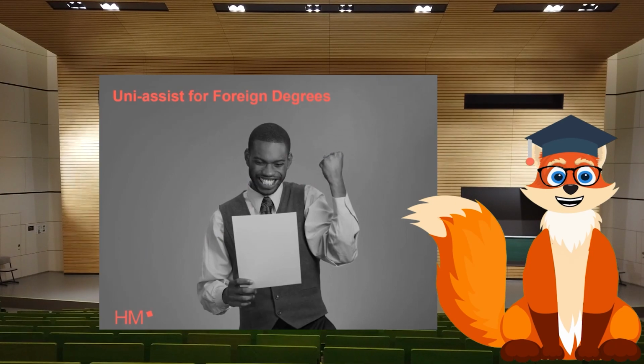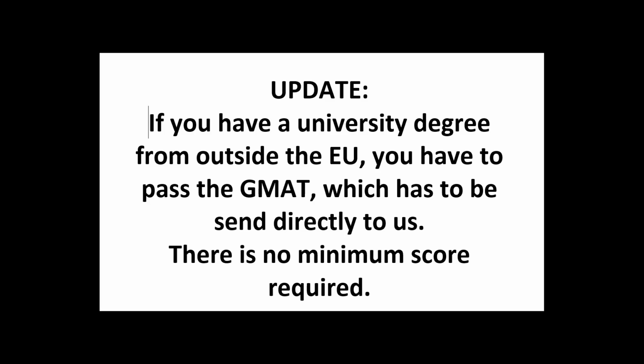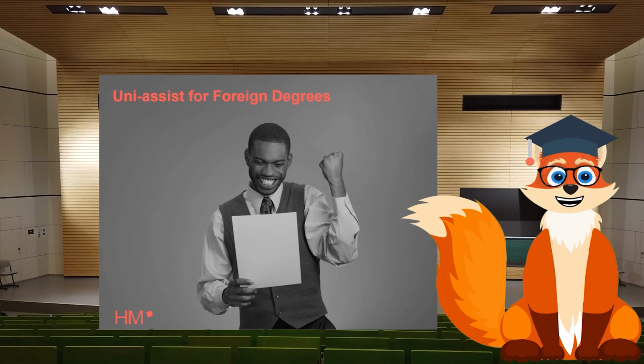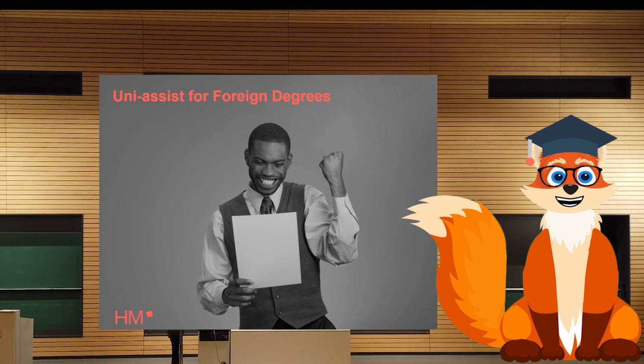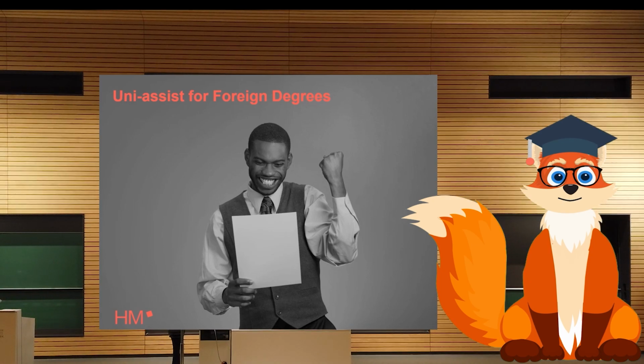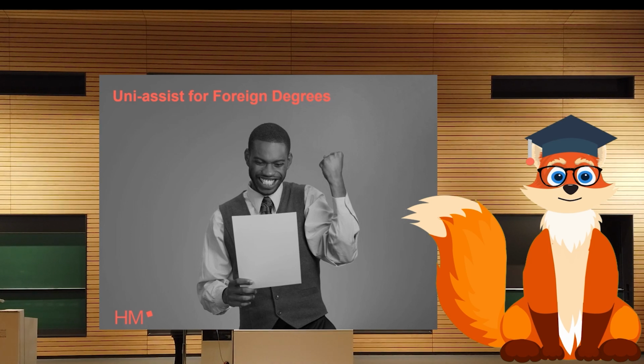What do I have to do when I have a foreign degree? If you have a non-German bachelor degree, you need to send it first to UniAssist to have it converted. Please do this before the end of March. You can find more information under the FAQs on the homepage.